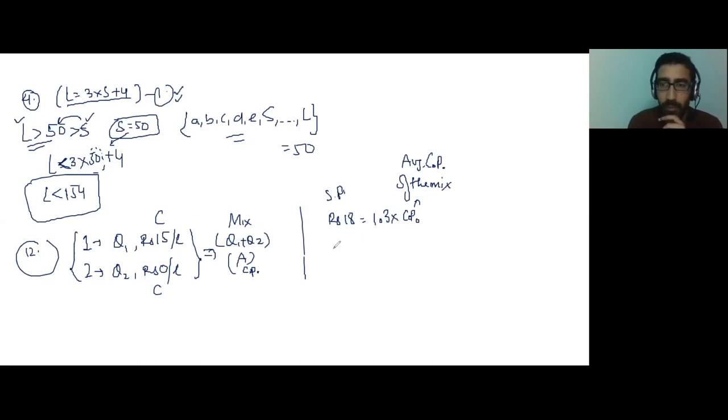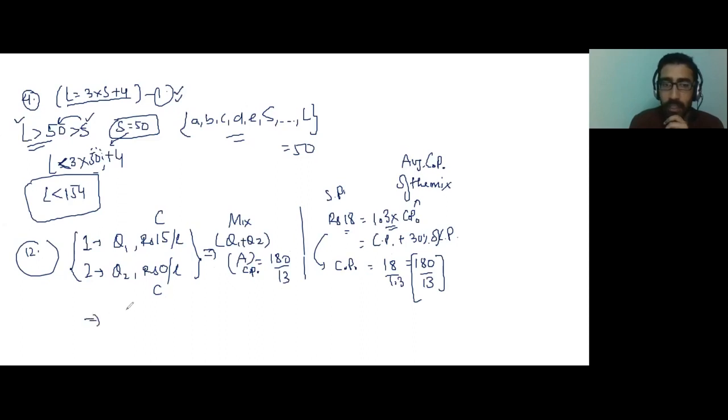1.3 times. If you remember, SP is nothing but CP plus profit, and profit is 30% of CP here, which means CP plus 0.3 times CP, 1.3 times CP, is equal to 18. CP is nothing but 18 by 1.3, which is 180 by 13. This must be the average cost price of the mix, A. This is what A here is, 180 by 13.